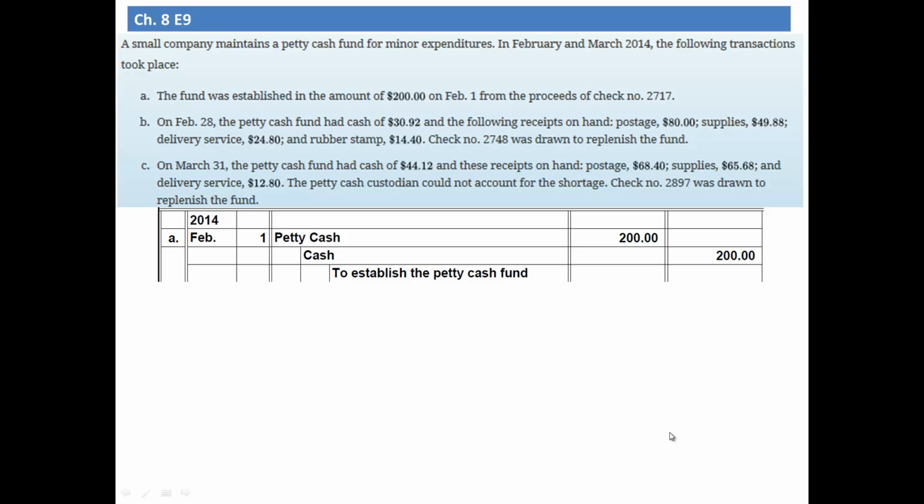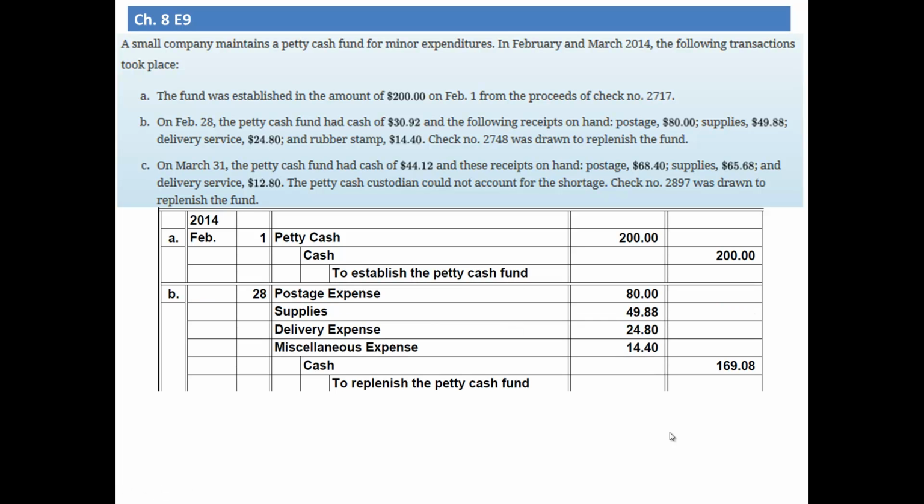So we're going to look at what our journal entry looks like on B. Now, if these items were bought the normal way, as in our traditional journal entries, for example with postage, we would have debited postage expense and credited cash. When we bought supplies, we would have debited supplies and credited cash. So that's what we have to do now, because all of those items were bought with petty cash, but they haven't been put into the journal.